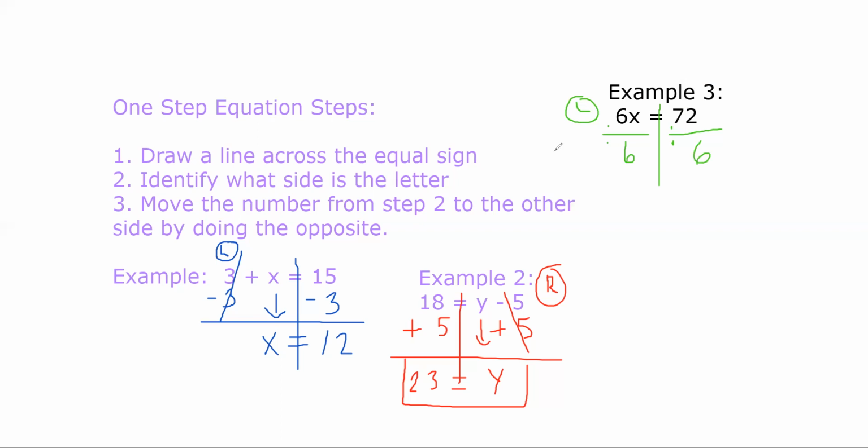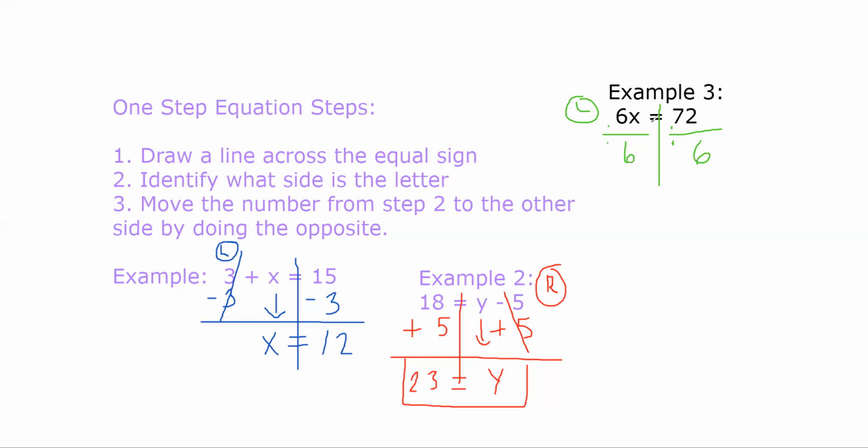One thing I forgot to mention is that this line that we've made across the equal sign, think about it as a mirror. So whatever you do on one side, it's going to reflect onto the other side. If you see, we have the same thing in green on both sides of that line. Because this is an equal equation, we want to keep it equal. So whatever you do on one side, you have to do on the other side just to keep it equal. 6 divided by 6 is 1.